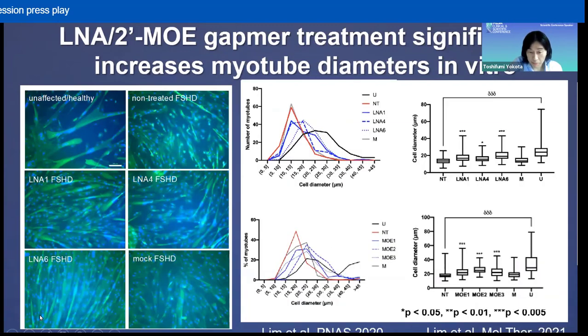Okay, so this is statistics, and basically cell diameters are increased after the treatment, with both LNA gapmers and 2' MOE gapmers.